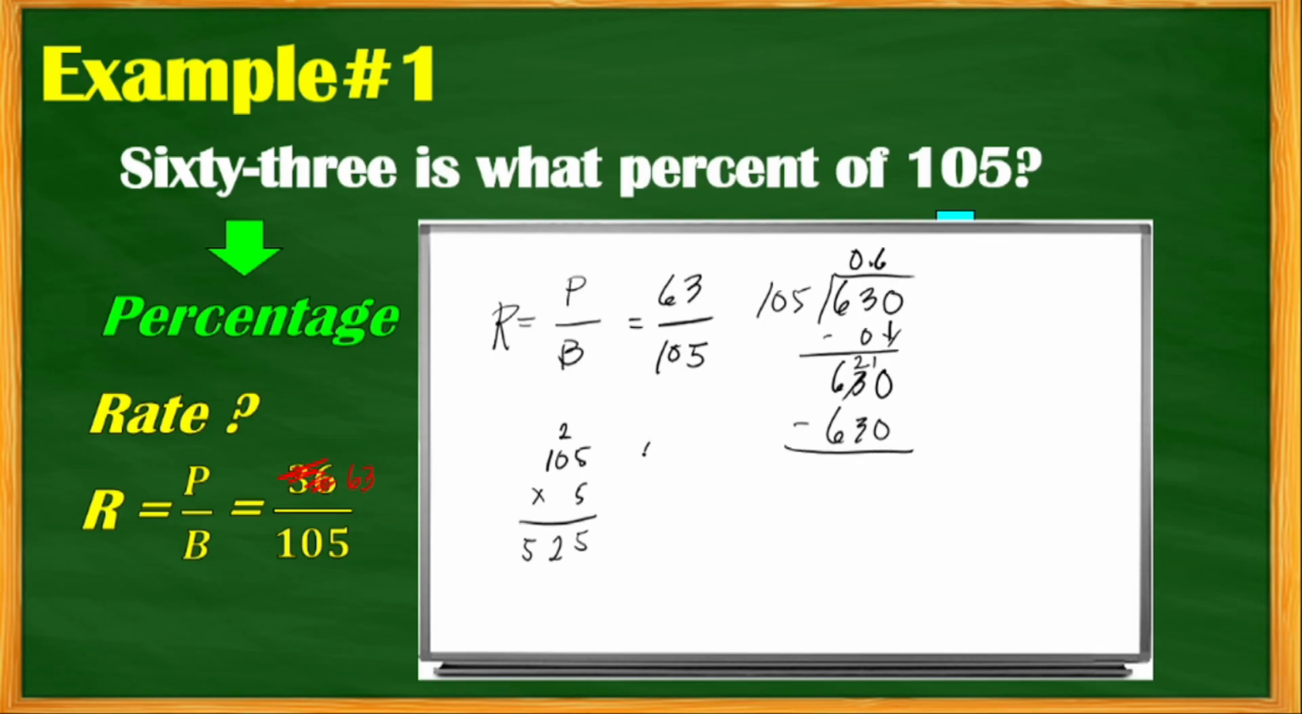Let's check if it's correct. 6 times 105 is 630. Oh, correct. So the answer is 6 tenths, 0.6, which is not yet the final answer. The equivalent percent for the rate: you're going to move the decimal 2 places to the right. 1, 2. So the answer is 60%.